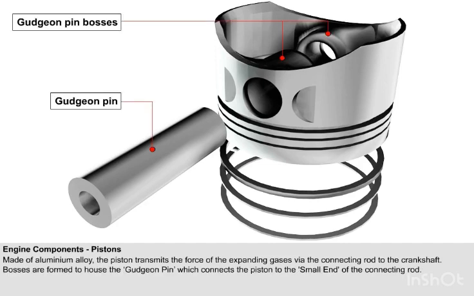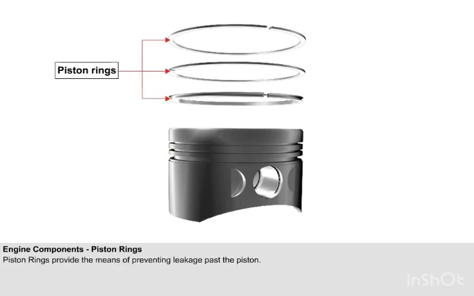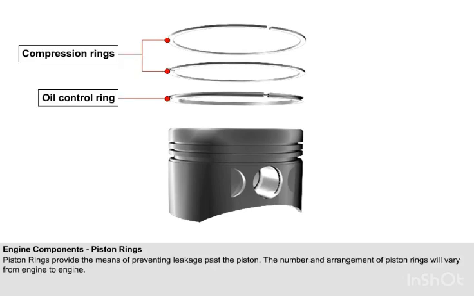Bosses are formed to house the gudgeon pin, which connects the piston to the small end of the connecting rod. Circumferential grooves are machined in the piston to accommodate the piston rings. Piston rings provide the means of preventing combustion pressure leakage past the piston into the crankcase, and oil leakage into the combustion chamber. A number of piston rings can be fitted to a piston. Their arrangement will vary from engine to engine, but will be similar to that shown here.